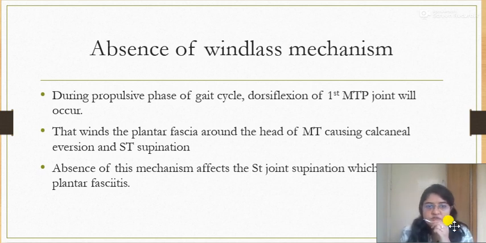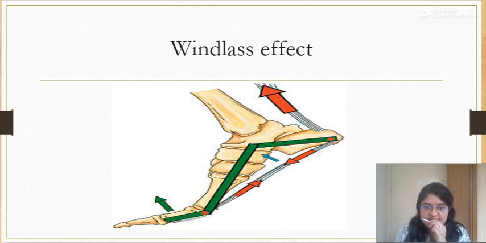and that is why plantar fasciitis will happen. So the dorsiflexion at the MTP joint will wind the plantar fascia around the head of the metatarsal, causing the calcaneal bone eversion and subtalar joint supination, and absence of this mechanism will affect the subtalar joint supination, which will lead to plantar fasciitis. So the windlass mechanism is very important in the feet of the person, and it helps during the gait cycle, and if this windlass which I just explained is lost in the person, then that person will have more chances to get plantar fasciitis.